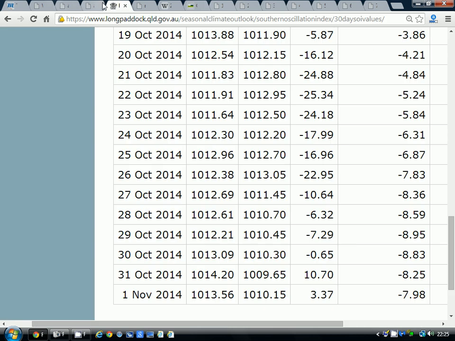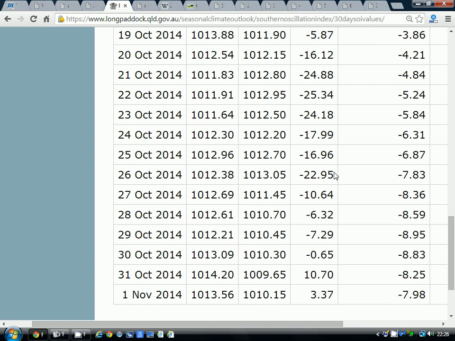Now, the SOI has been trending very, very negative in the last week or two since I did the update, but in recent days we've actually gone positive again. So look at these numbers that we had on the 21st, minus 24.88, 22nd of October minus 25.34, 23rd of October minus 24.18, very, very negative numbers. 26th of October minus 22.95. That's what's helped cause that warming across the equatorial Pacific.